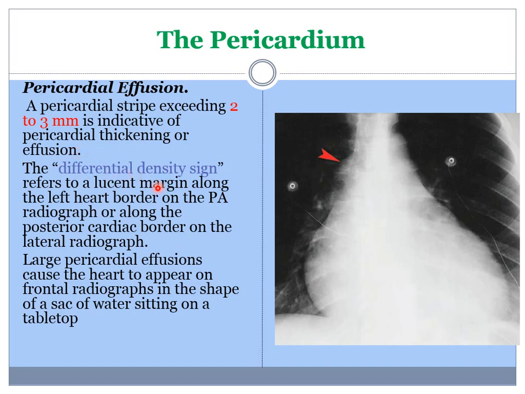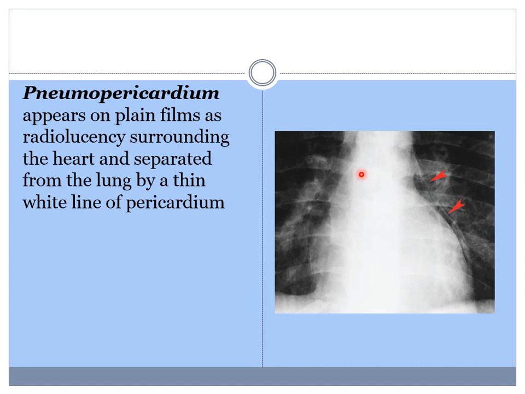The differential density sign refers to a loosened margin along the left heart border on the PA radiograph or along the posterior cardiac border on the lateral radiograph. A large pericardial effusion causes the heart to appear on a frontal radiograph in the shape of a sac of water sitting on a tabletop, as we saw before. Pneumopericardium appears on plain film as radiolucency surrounding the heart and separated from the lung by the thin white line of the pericardium.